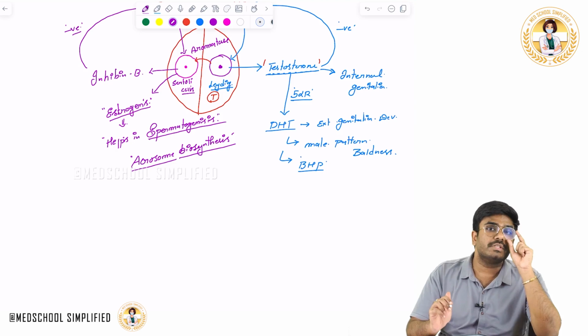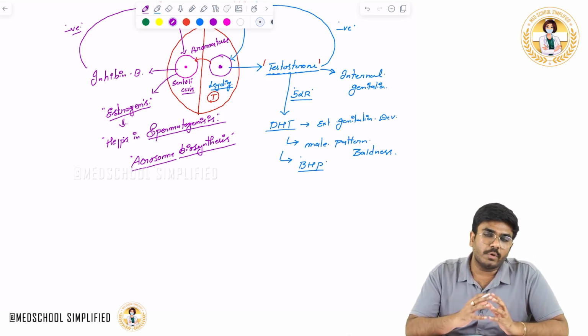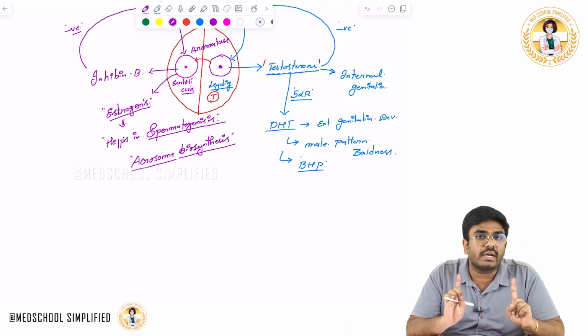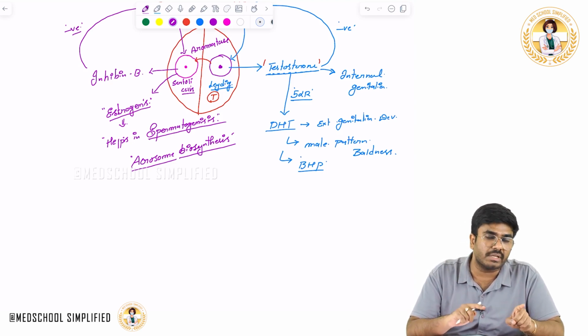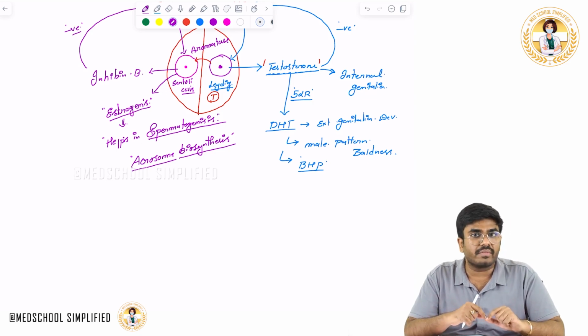They will ask you which receptors are there on the sperms. Most of the students will think sperms have testosterone receptors. Sperms do not contain testosterone receptors. Sperms contain estrogen receptors, and those receptors are going to help in the formation of the acrosome.